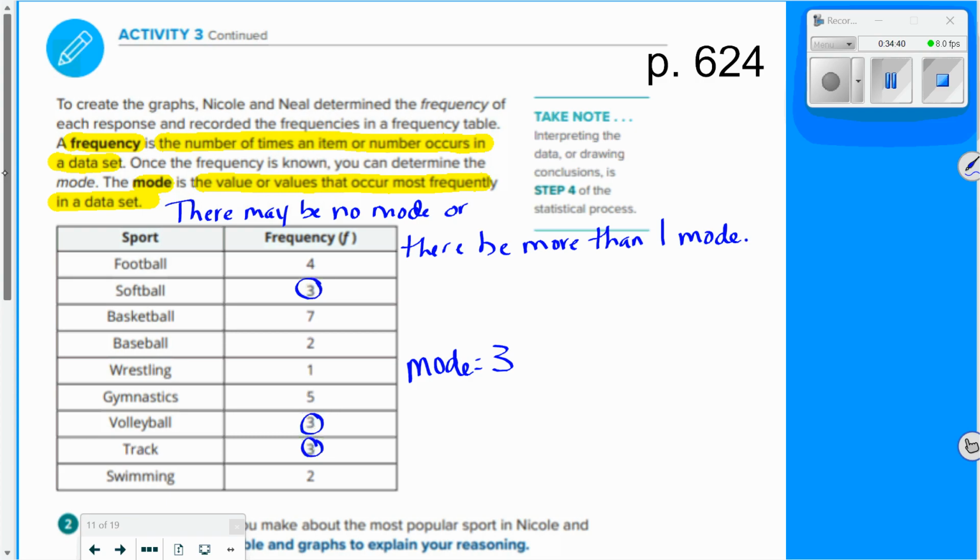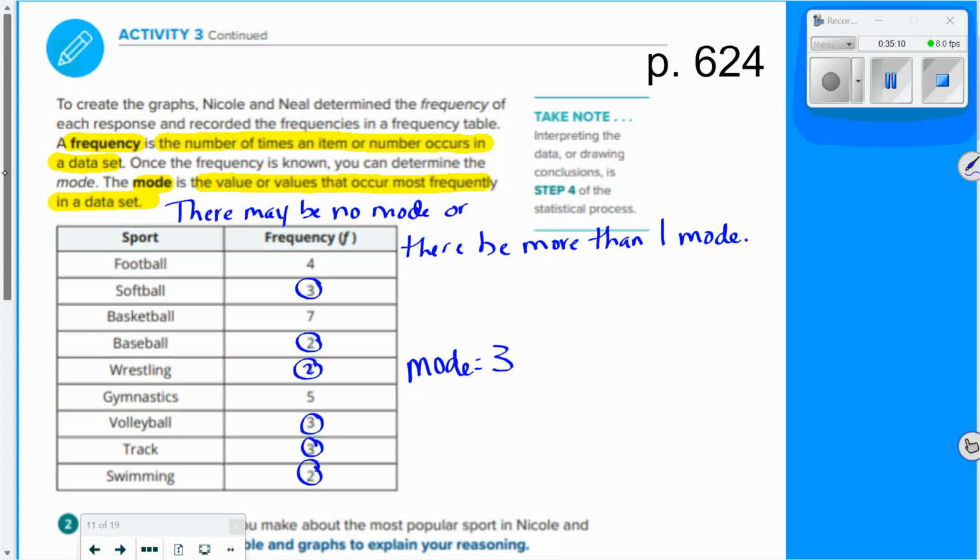Now here's where it gets a little more confusing. Had there been 2 people who liked wrestling instead of just 1, then we would have 2 modes. Because how many times would 2 have shown up? 3. So in that case, I would have two modes. 2 and 3 would both be modes. Does that make sense? Because they both showed up more than once, and they showed up the same amount of times, which was the most that any data showed up.